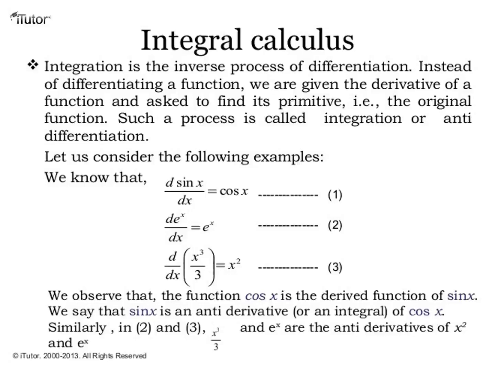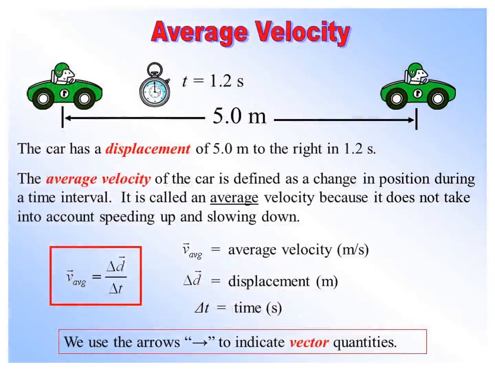Okay, see here V average. Average velocity is denoted as V average. Velocity is always a vector. So that is meter per second. The displacement is delta D. And the time is delta T, in seconds. So average velocity equals delta D by delta T.